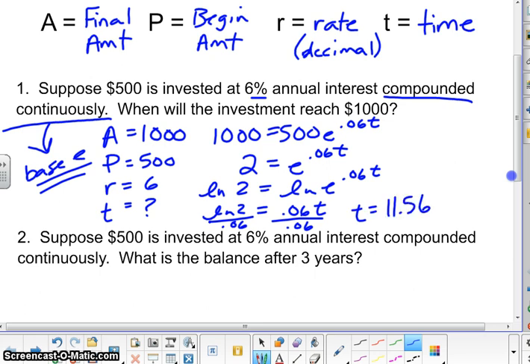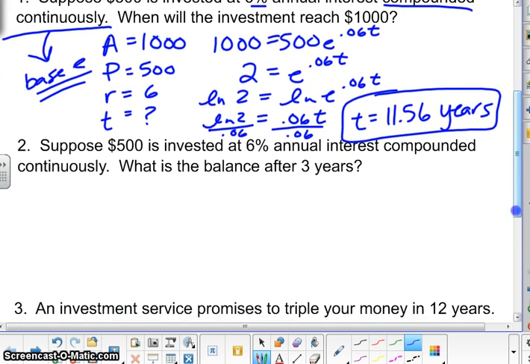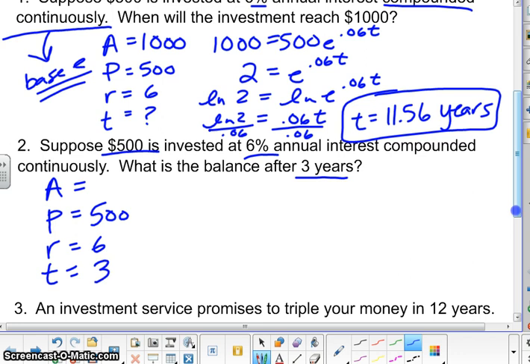Now, what does that mean? That means after 11.56, or 11 and a half years, your $500 just went to $1,000 if it is compounded continuously. Now the next one has a little bit of different information. Some of them are the same. Let's label what we have. The amount at the beginning is still 500. The rate is still 6%. The time now is 3 years, and now we do not know what our money is going to be.